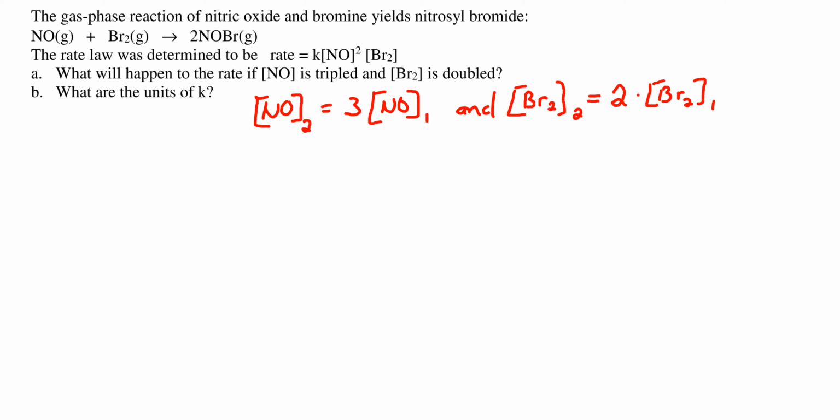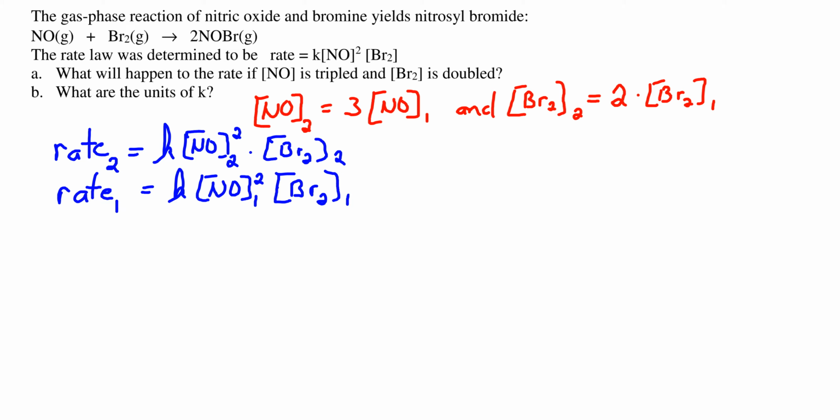So the first question is to determine what will happen to the rate if NO is tripled and Br2 is doubled. So here the second concentration of NO is 3 times the initial concentration. Note these subscripts indicate which trial is being referred to, and the bromine concentration in the second trial is twice that of the first trial.